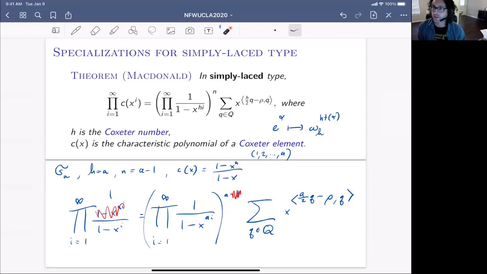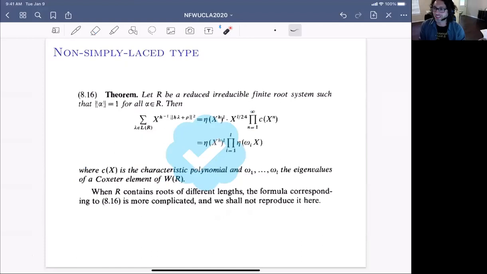Oh, by the way, that's only simply laced type, right? So let's go back to the paper of McDonald. What happens when it's not simply laced, when there are roots of multiple lengths?